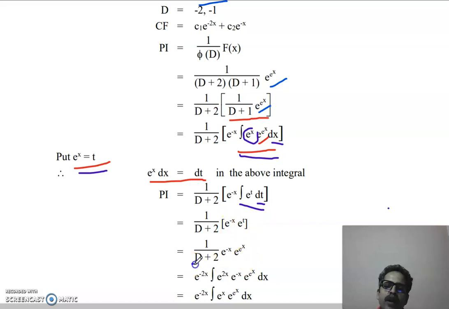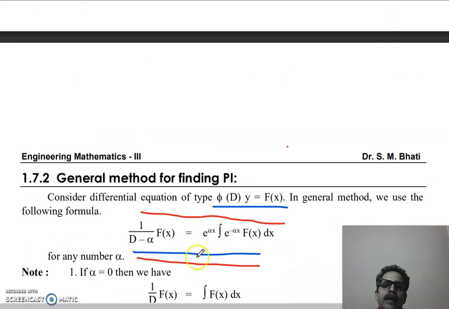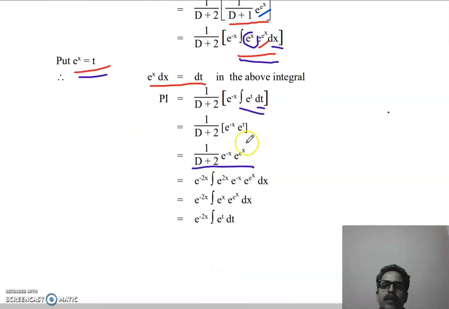Look at this step now. This step again has the same type as we have seen here. But the function is again complicated: e raised to minus x, e raised to x. You cannot apply the shortcut method. So here we need to apply the general method formula.